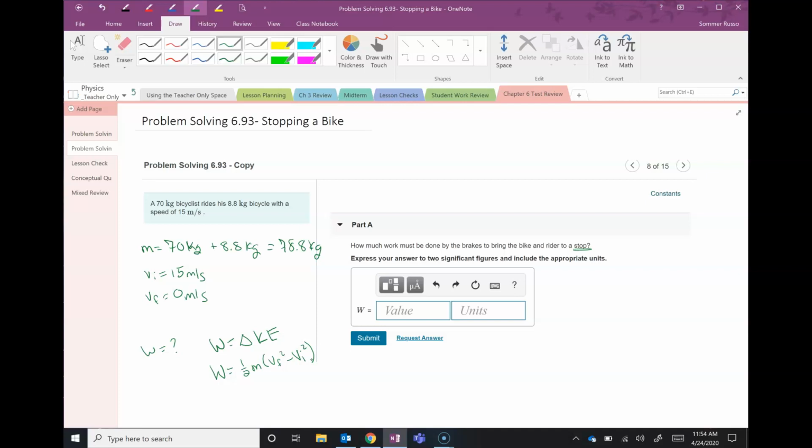So we have everything we need. We can plug and chug. The work is equal to 1/2 times 78.8 kilograms times 0 meters per second squared minus 15 meters per second squared, and that gives us some value in joules. We already know this is going to be joules because it's work. What is one thing you already noticed without plugging anything into your calculator? Hopefully it's the fact that we're taking 0 minus something, so it's going to give us a negative value.